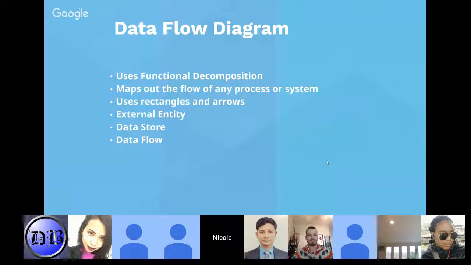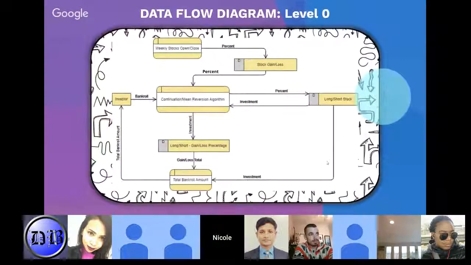This process is done to make it easier for developers, who are coding, to easily digest the system, the process of the system. And also the DFD maps out the flow of any process or system, and it uses rectangles and arrows to represent each breakdown.